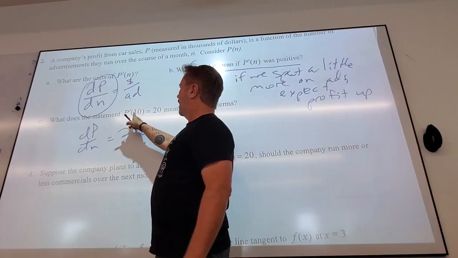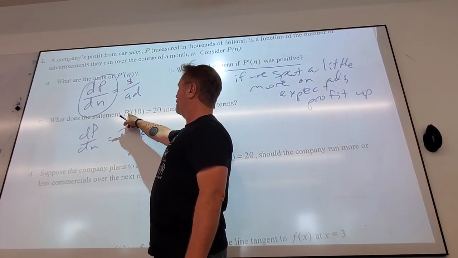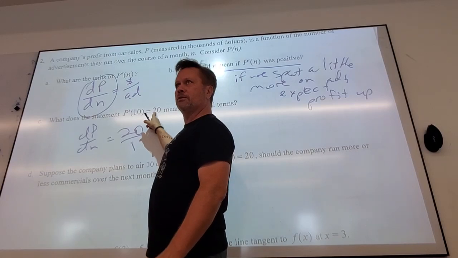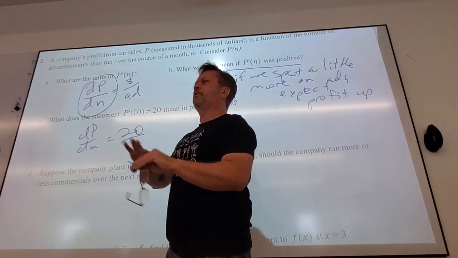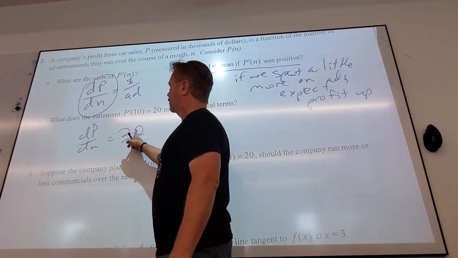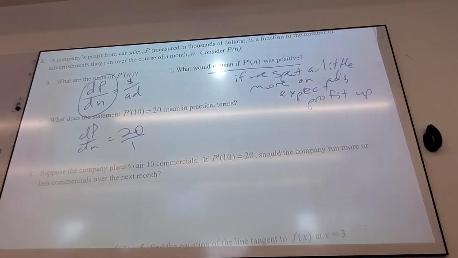So all we did was that must be n. So the number of ads is 10. That's how much I expect my profit to change. It's where my graph is kind of pointing. So then I make a change, and then we reevaluate. But I expect about $20,000 more if I run one more ad.